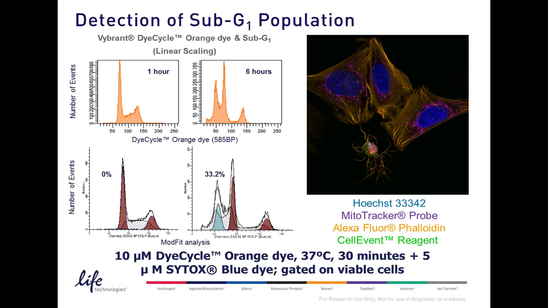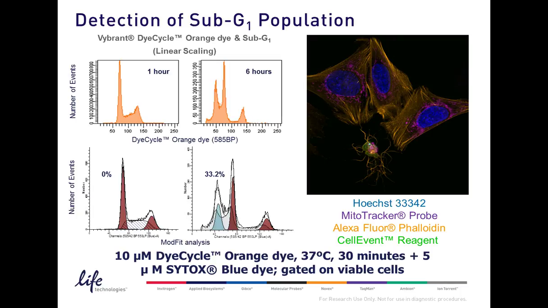Anyway, on the left here, up top left, we've got what you'd see for a regular DyeCycle profile. This is DNA. And down here we've done some ModFit analysis. That tall peak on the left, that's your G1. That clear and then hatched line in the middle, that's the S phase cells, and on the right is the G2M peak. So you can tell by the intensity of DNA dye staining what phase of the cell cycle the cell is in.